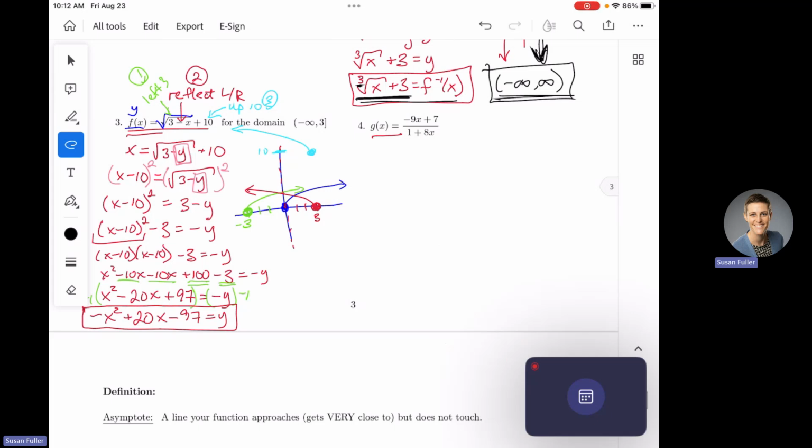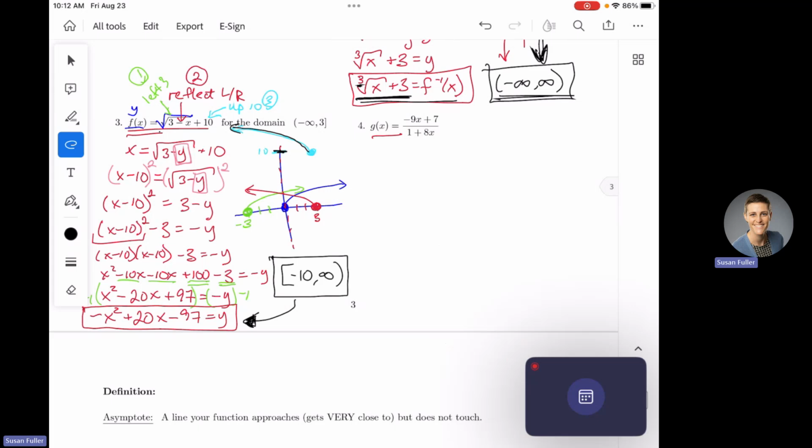What's the range of that light blue one? What y values are covered by that blue one? Well, that light blue one doesn't cover any y values below 10, right? The first y value that's covered is 10, and this is going to cover everything higher than 10. So my range here is 10 to infinity. This is the range of my original. That means this is the domain of my inverse function.